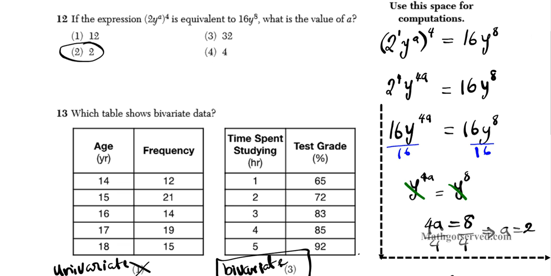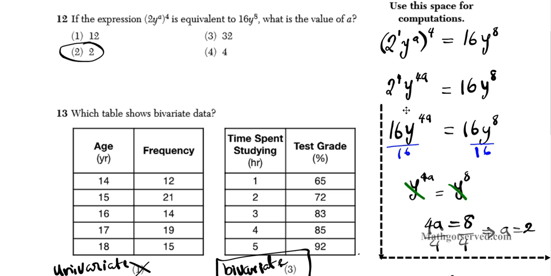In question number 12, we are asked to find the value of a that makes these two expressions equivalent. Since they're going to be equivalent, you set them equal to each other. Use the properties of exponents. You distribute the 4 to the powers. 2 to the 4 is 16, divide both sides by 16. Remember, your goal is to get a by itself.